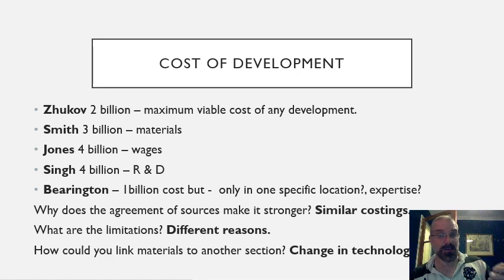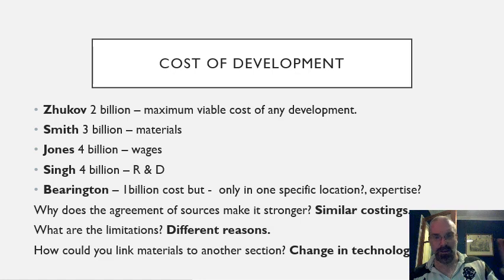And one of the ways that you could unpick this, or at least explore this, is to look at their expertise. So why does Smith think materials are going to be more expensive? Is it because he's a material scientist and therefore knows all about it? Or is it because he is actually an accountant and so doesn't know enough about materials to be able to make a judgment?